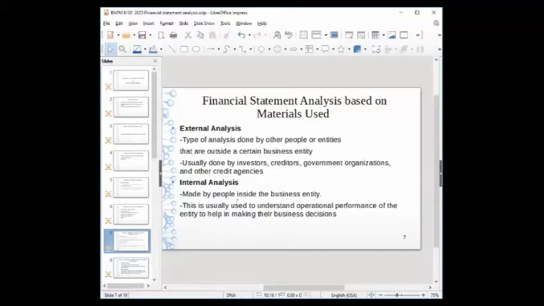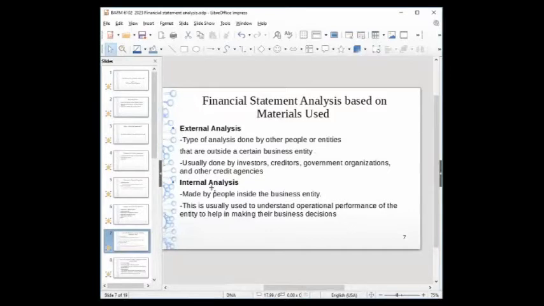Financial analysis can be classified on the basis of materials used. For this type of classification, we have the external analysis and the internal analysis. The external analysis is the type of analysis done by other people or entities that are outside a certain business entity.